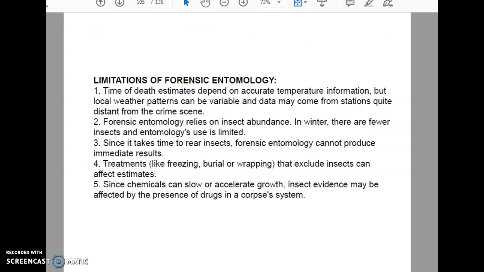There are limitations, guys. The time of death estimates depend on accurate temperature information, but local weather patterns can be variable, and data may come from stations quite distant from the crime scene. It relies on insect abundance, and in winter, not so much. It takes time to rear insects, so you can't get immediate results. And treatments like freezing, burial, and wrapping can exclude insects, which can affect estimates. And chemicals, once again, as we see, can slow or accelerate growth.